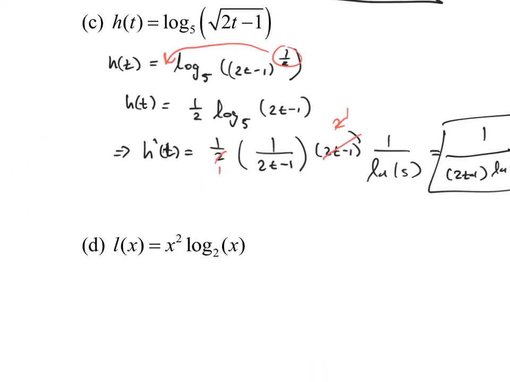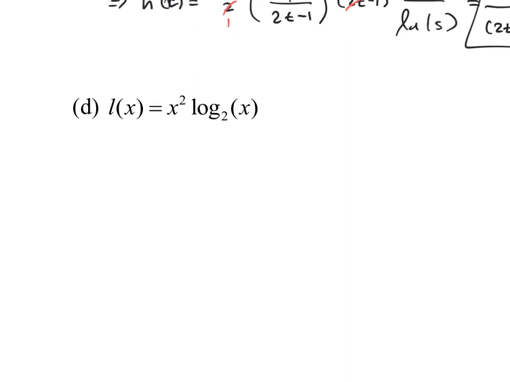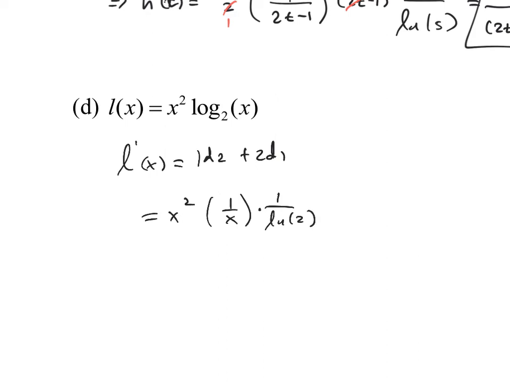Let's look at the next one. Again, a great problem here because we're forcing a product rule. The product rule, if you remember, if we want to find the derivative of this, is going to be 1d2 plus 2d1. First times the derivative of the second plus the second times the derivative of the first. Well, let's give that a go. What's the first function? The first function is x squared. Derivative of the second function, well, that's log base 2 of x. So that would be 1 over x times the derivative of x times 1 over the natural log of the base, so 1 over the natural log of 2. And remember, the derivative of x is just 1. So I have x squared times 1 over x times 1 over the natural log of 2.